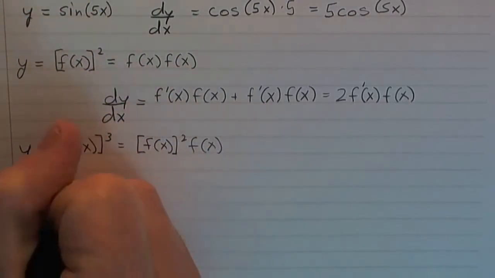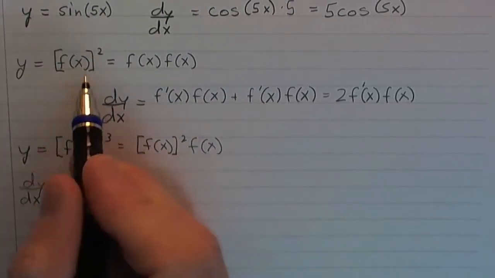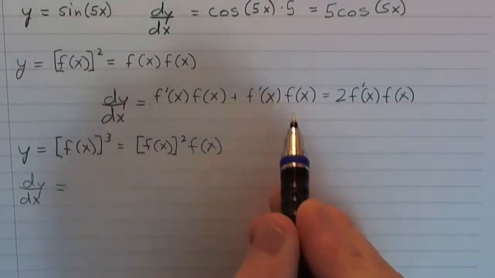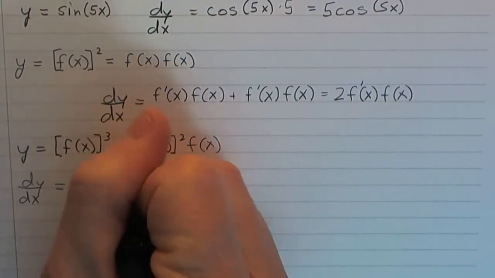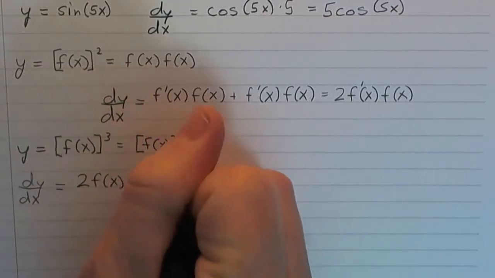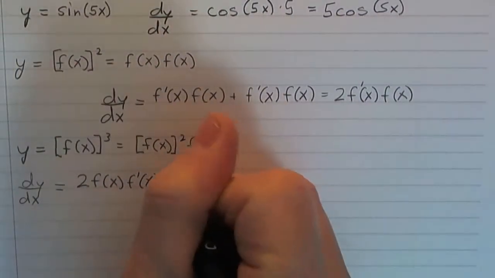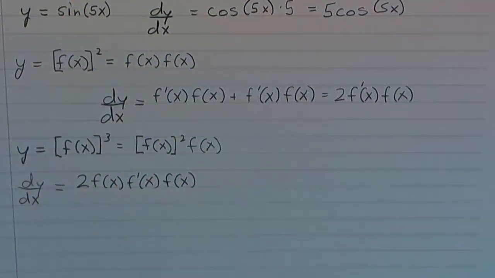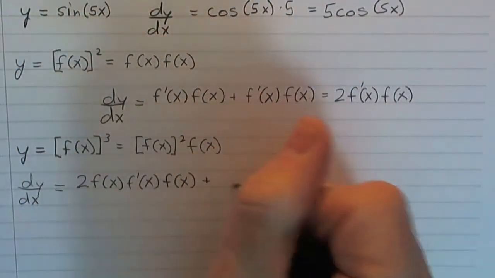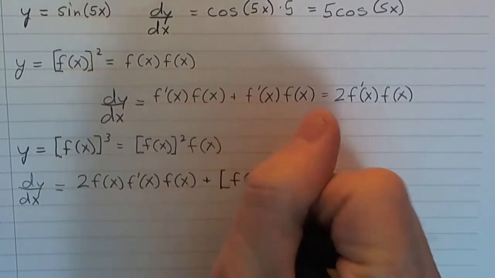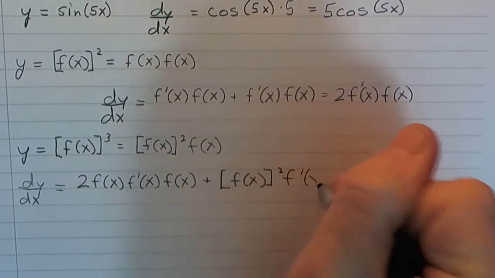I've got dy/dx. Now I'm going to take the derivative of the first, which is f of x squared. I've already got the derivative of that. I found that previously. So that's going to be 2 f of x f prime of x, times f of x, plus the derivative of f of x. Well, that's f prime of x. So I've got f of x squared f prime of x.